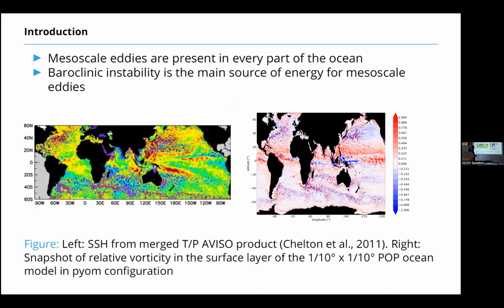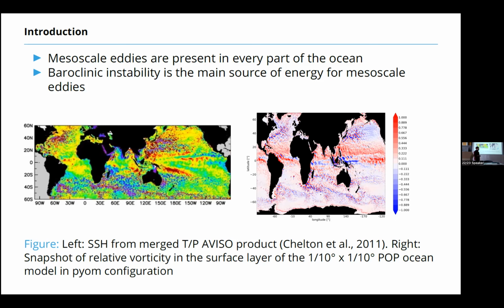On the left, you see results from SSH data, so observations, and on the right, you see relative vorticity in the model which I use. So this already shows that in the model I use, I have these, for my study, important mesoscale features. And we also know that baroclinic instability is the main kinetic energy source for these eddies.